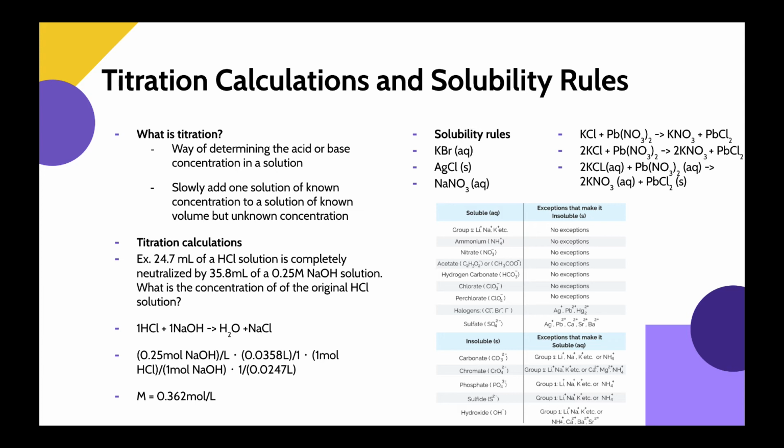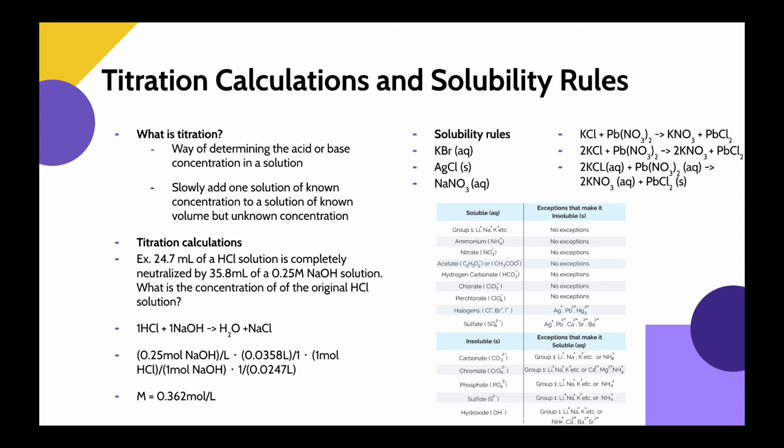So the exceptions that make carbonate soluble are anything in group 1 or ammonium. Then for chromate, the exceptions are anything in group 1 or calcium, magnesium, or ammonium attached to the chromate. And for phosphate and sulfide, whenever we have group 1 metals and ammonium attached to them, that means that it's soluble. And for hydroxide, when it's attached to any group 1 metals or ammonium, calcium, barium, or strontium, then it's soluble. So now we can use the solubility rules to predict the solubility of compounds.